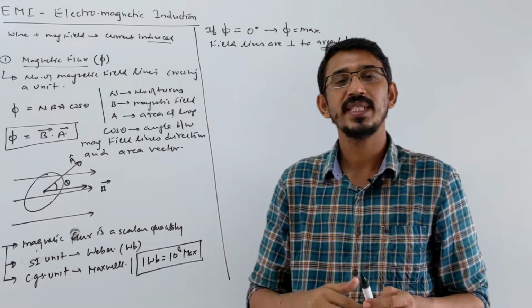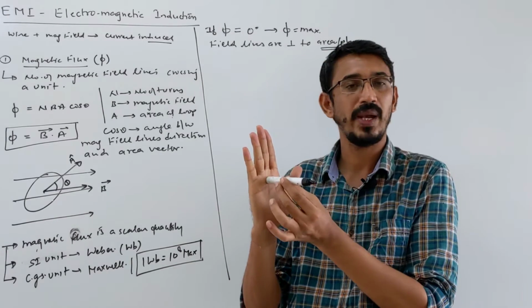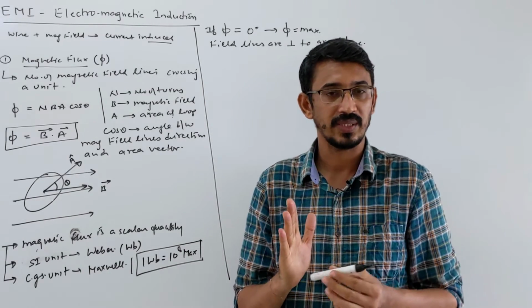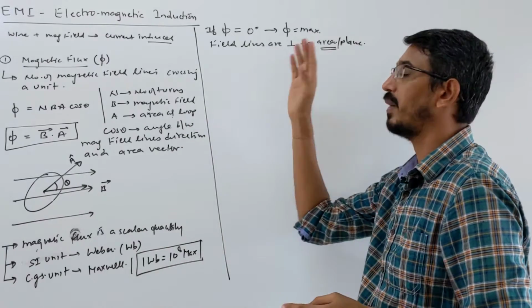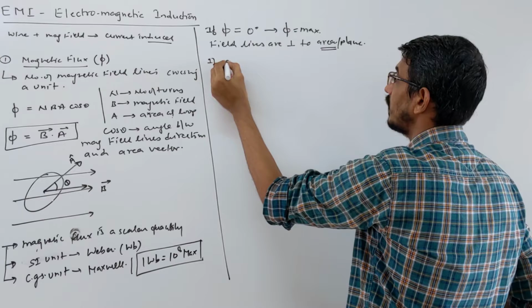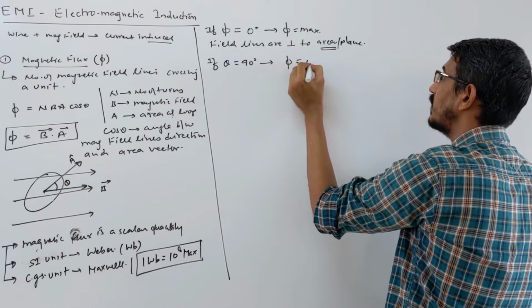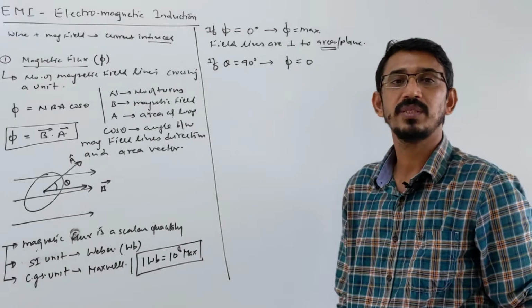So when the field lines are perpendicular to the area, this is your area and these are the field lines, then you get maximum flux, okay? So the plane is perpendicular to the field lines. If you write the opposite, if theta is 90 degree, then phi is your 0. Flux becomes 0.